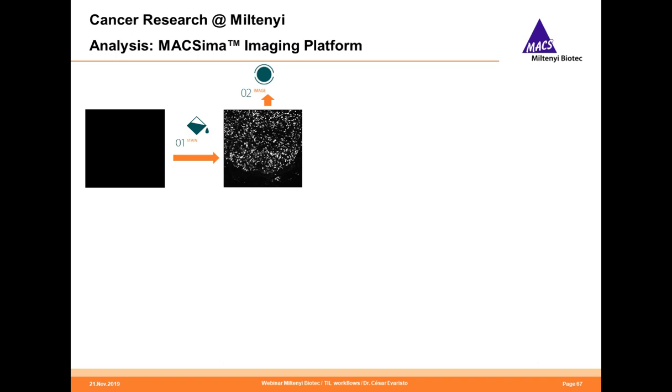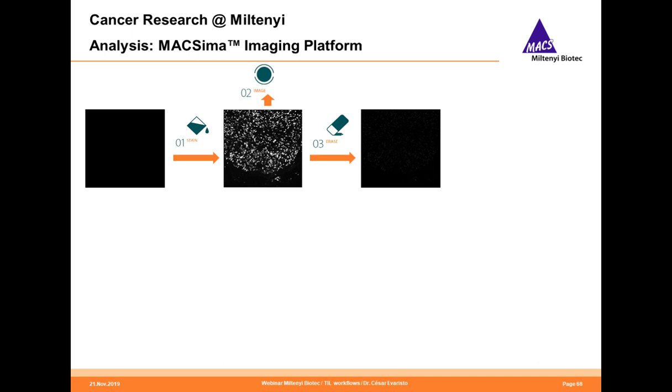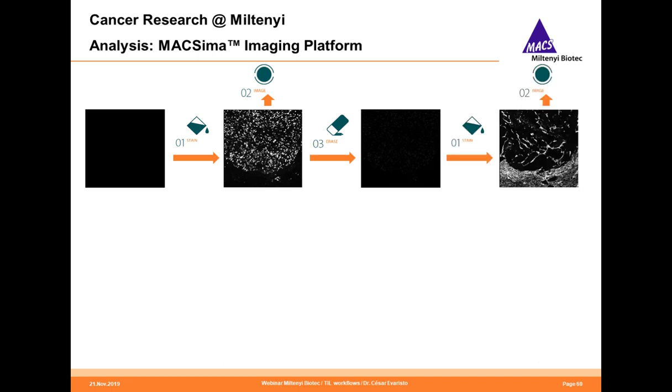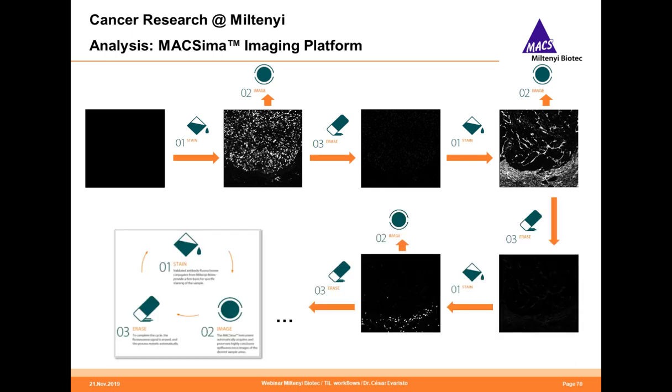It uses the principle of an iterative staining process conducted by the Maxima imaging platform in a completely automated manner. Briefly, this platform stains the sample with a first specificity and acquires a fluorescence microscope image. The staining is then erased. The sample is stained with a second specificity and a second image is collected. This cycle can be repeated hundreds of times in a fully automated way.